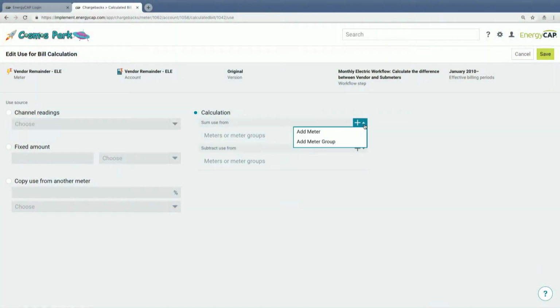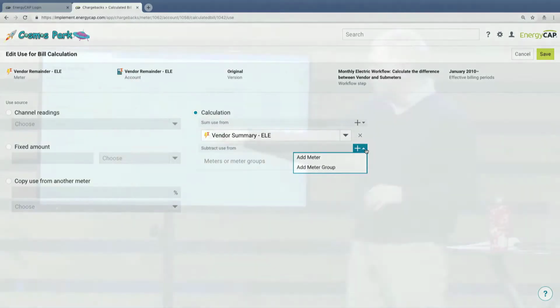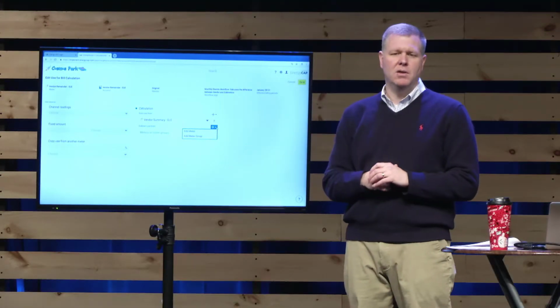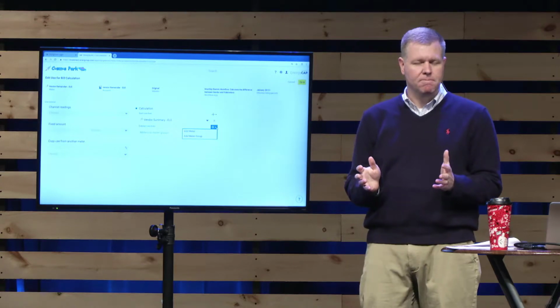On the add side, I can use our summary, because we're going to already have this bill that puts both of our vendor meters together. So I'm going to use that summary on the plus side, but I need to subtract out everything that I've measured at the submeter level if I want to try to calculate the difference. Now I could add all 3 submeters into the mix. That's fine, I could do that.